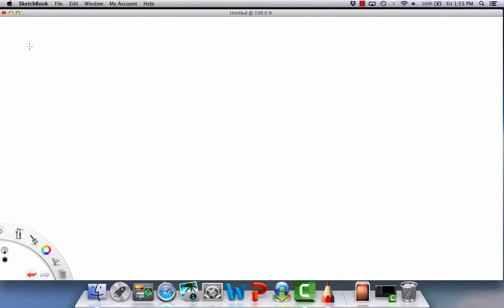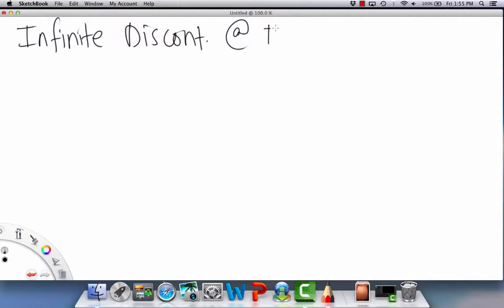Now moving on, we have cases where, okay, I'll just write it down. So now we're going to be examining infinite discontinuities at endpoints. Okay, so basically what this is saying, well, I'll write them out and then I'll explain them.